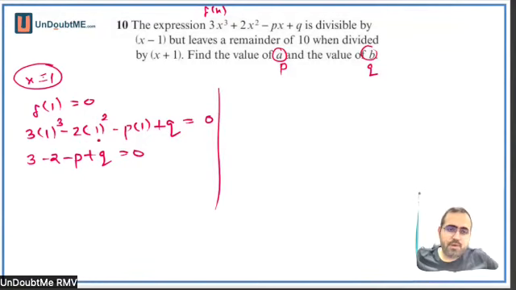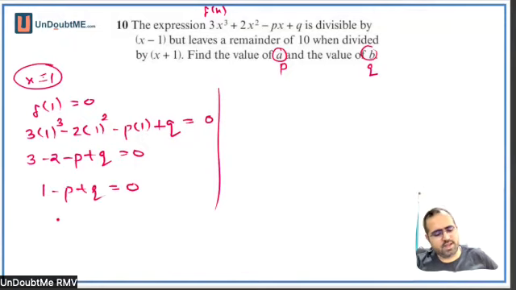First equation will be obtained using x is equal to 1 and that will be equated to 0 because that is a factor. It's divisible. Divisible means it's a factor. 3 minus 2 is 1. 1 minus p plus q is equal to 0. And I will get p minus q is equal to 1.